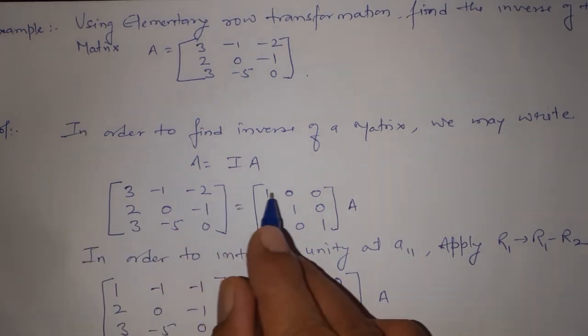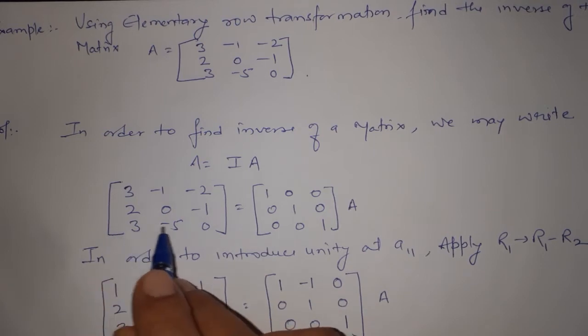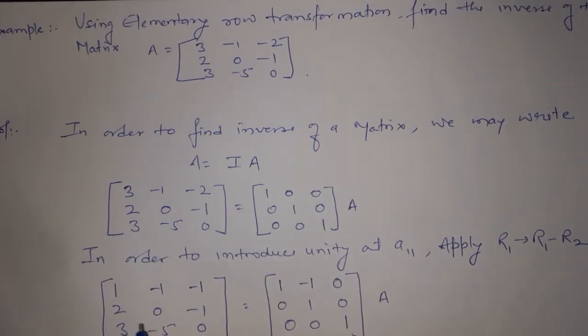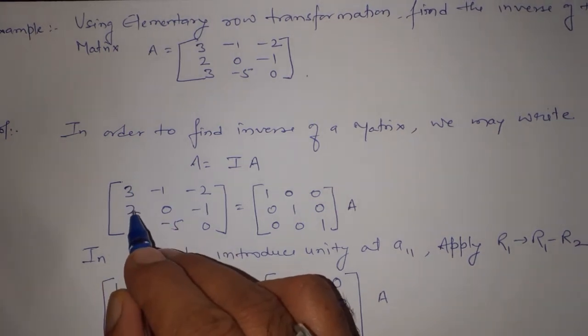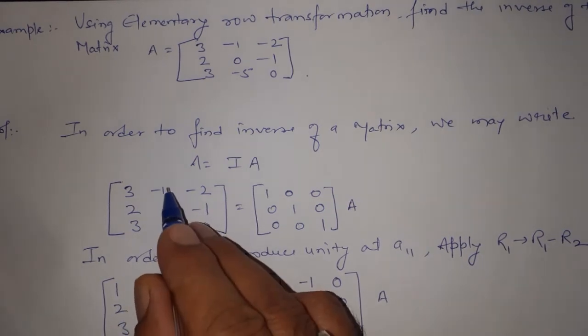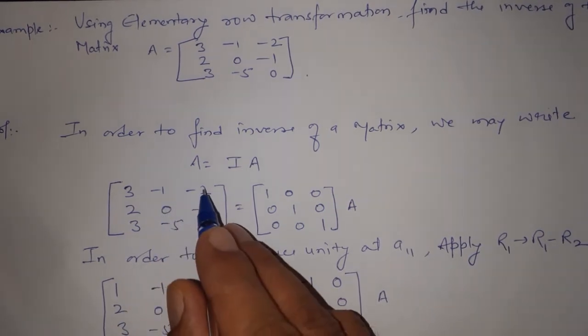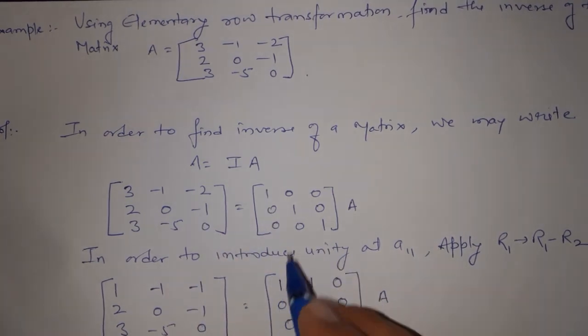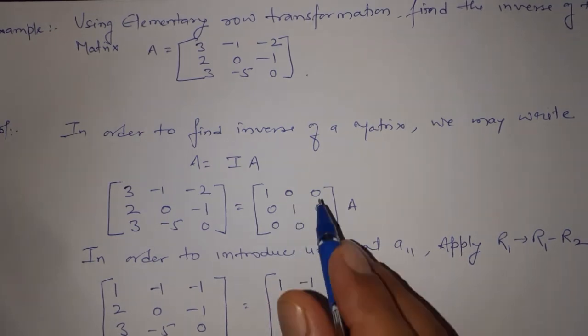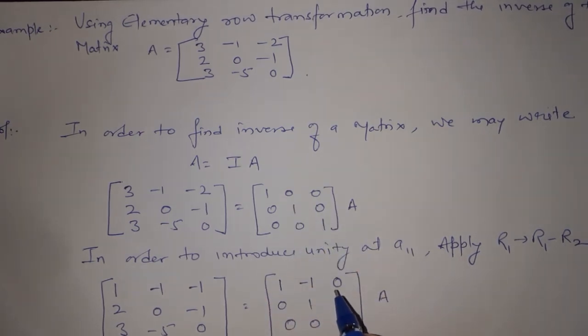R1 is going to change. So R2 and R3 will remain the same. So R2 is 2, 0, minus 1 as it is, 0, 1, 0 here, and R3 on the left hand side is 3, minus 5, 0 as it is, and 0, 0, 1 in row 3 in the right hand side. So if we change it, we have 3 minus 2 is equal to 1, minus 1 minus 0 is minus 1, minus 2 plus 1 is equal to minus 1, 1 minus 0 is 1, 0 minus 1 is minus 1, and 0 minus 0 is 0.